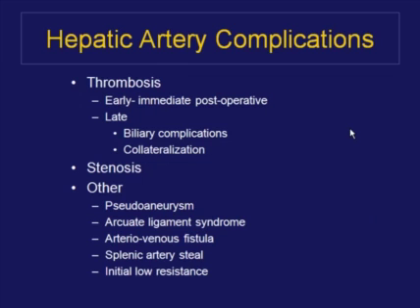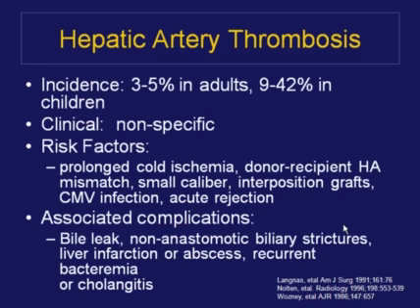Now let's turn to some true complications, and the majority of these have to do with the hepatic artery. And we'll be discussing thrombosis at various times, stenosis, and then a variety of other less common but nonetheless important for the patient findings. Hepatic artery thrombosis has a significant incidence. It's higher in children who have a smaller hepatic artery, but has a relatively low level in adults. Clinically, it can have very nonspecific findings, as many of these vascular abnormalities can.